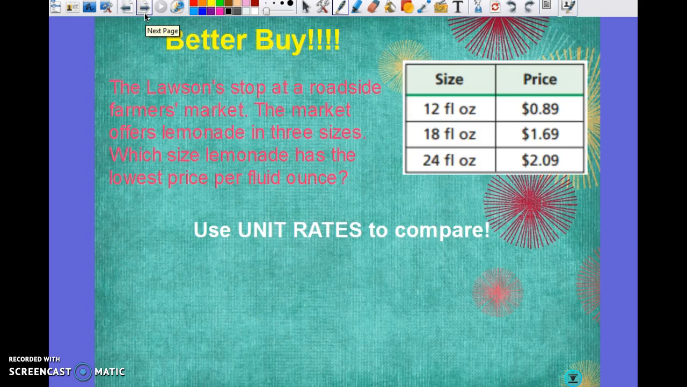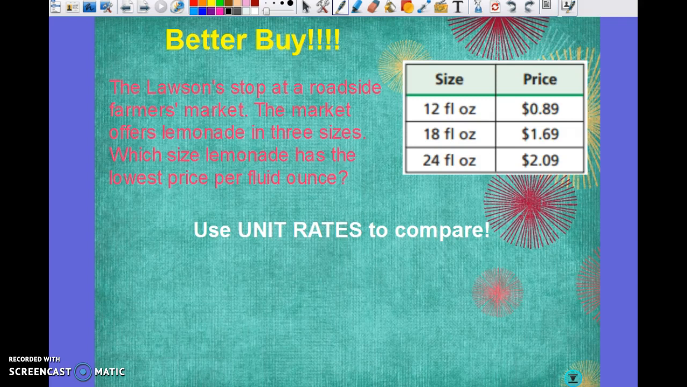Okay, sometimes we need to find the better buy. Kind of like when we did our turkey project or Thanksgiving feast, we had to find the better buy. So the Lawsons stop at a roadside farmer's market. The market offers lemonade in 3 sizes. So as you can see, they have 12-ounce, 18-ounce, and 24. Which size lemonade has the lowest price per fluid ounce?